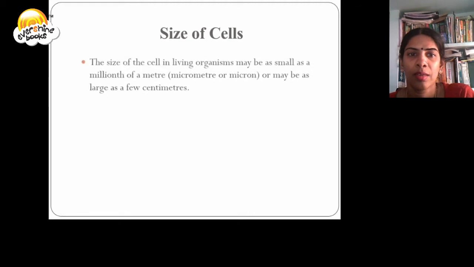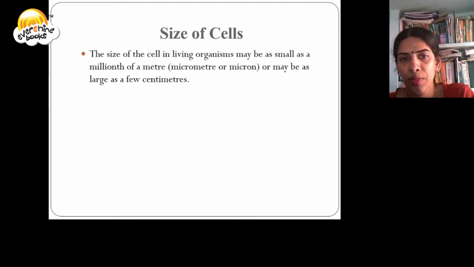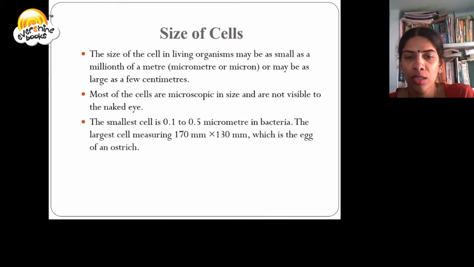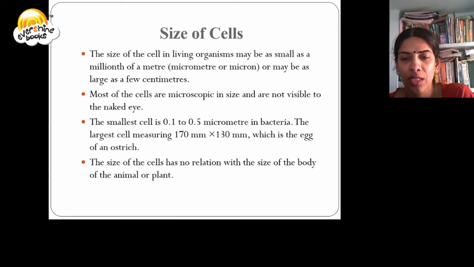Size of cells. The size of the cell in living organisms may be as small as a millionth of a meter or may be as large as a few centimeters. Most of the cells are microscopic in size and are not visible to the naked eye. The smallest cell is 0.1 to 0.5 micrometer in bacteria. The largest cell is the egg of an ostrich, which is 170 by 130 mm in size. The size of the cells has no relation with the size of the body of the plant or animal.